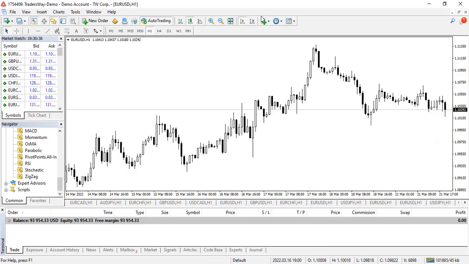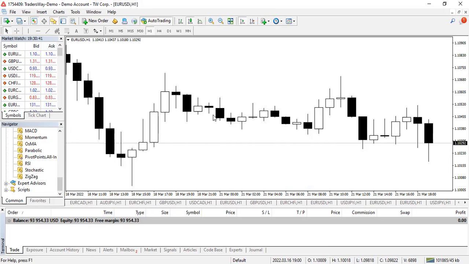The black one here represents a bearish candle. This is a bearish candle. And the white one here is a bullish candle. So this is a candlestick chart.